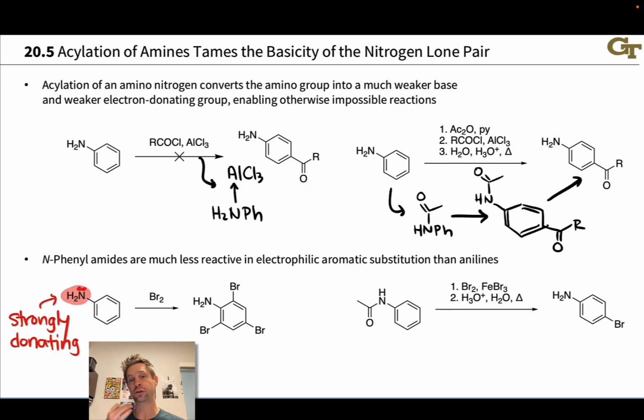So this conversion of the strongly donating NH2, or more generally alkylamino group, to a much more weakly donating acylamino group moderates the reactivity of the aromatic ring, but still allows us ortho-para directing properties in that substituent. So this is a really nice reaction in the context of aromatic synthesis.